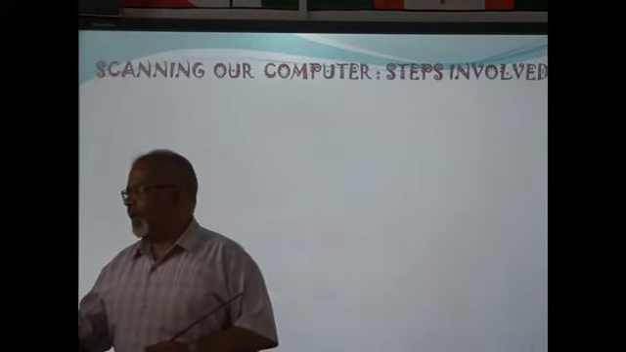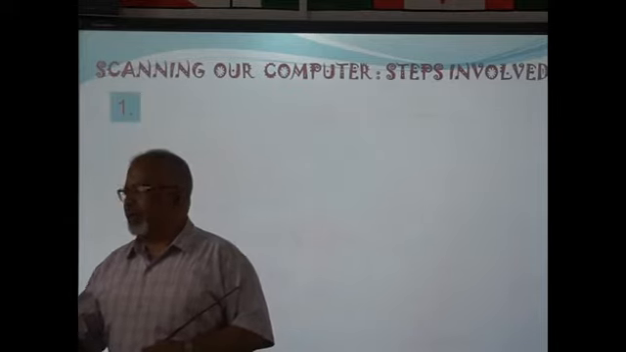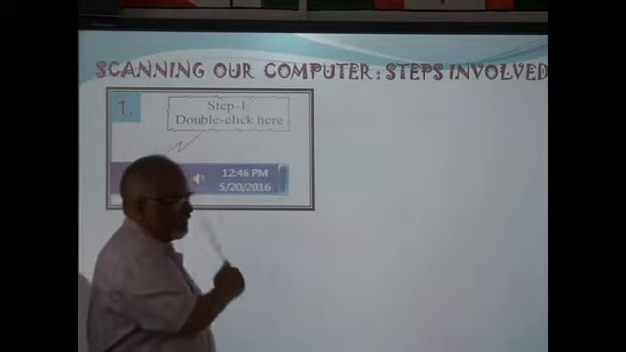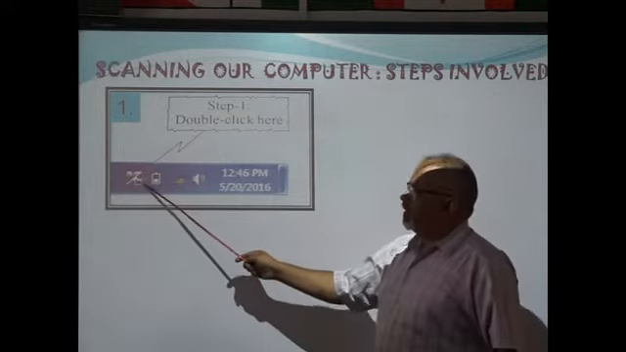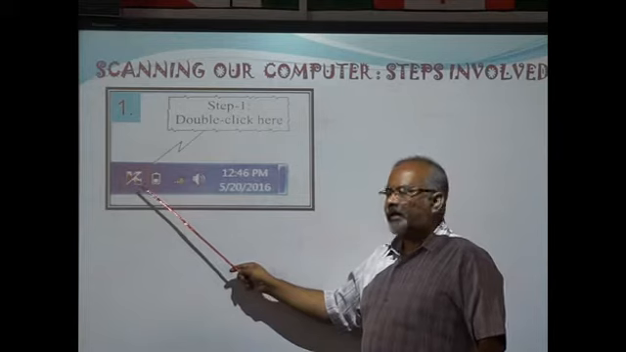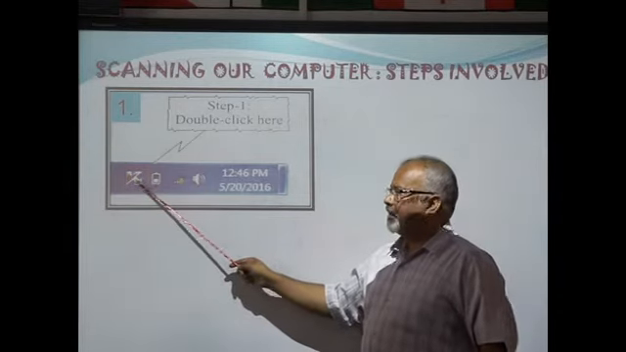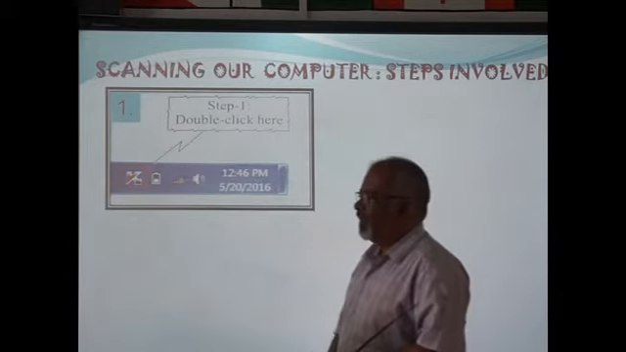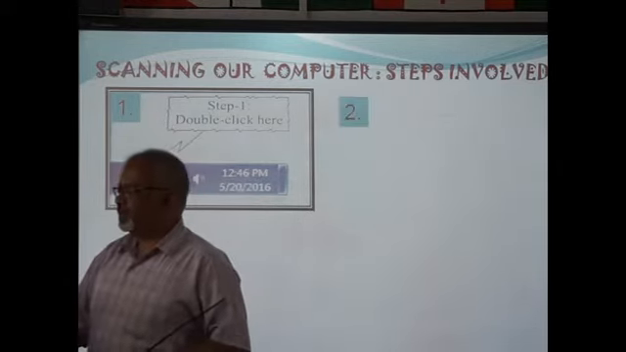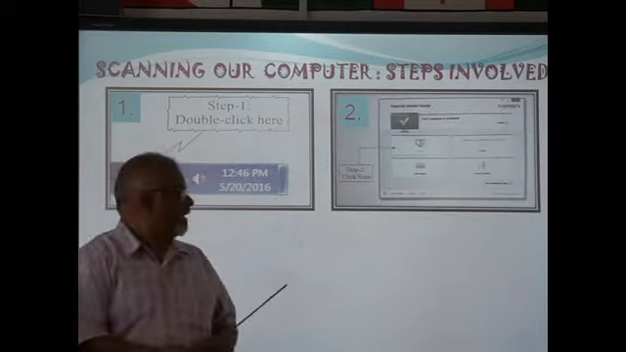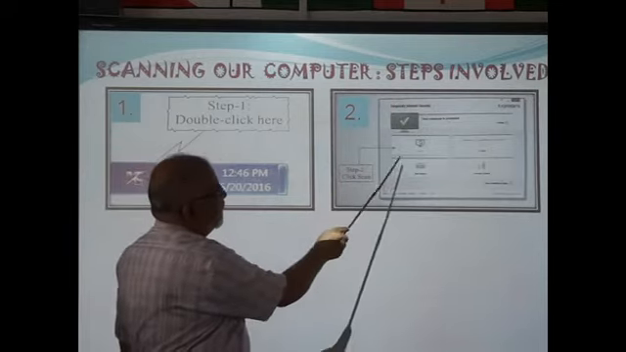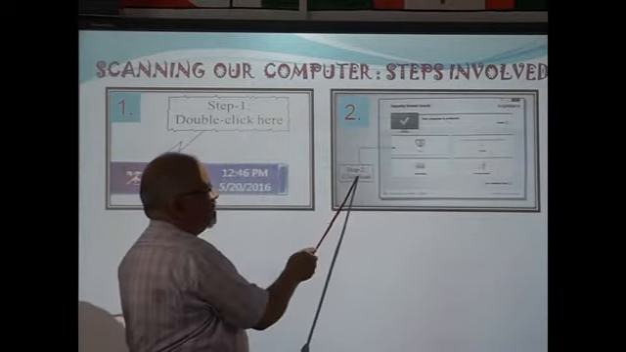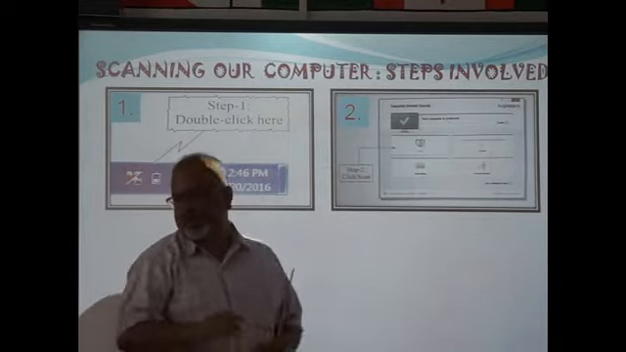Now in the diagram you can see the steps involved. Step 1 here you see. This is the icon for Kaspersky Internet Security. So you have to double click this one. That is step 1. Then comes step 2. And here you have to click this. Scan is written. Okay, this one. So step 2, click scan button.